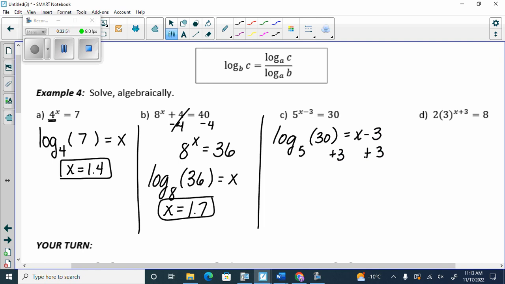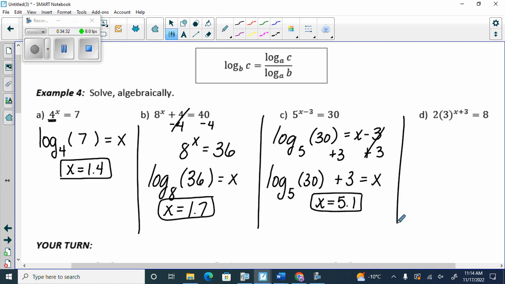Now, do you see how the 30 is in brackets? You have to type it in like that in your calculator too. Log base 5 of 30 plus 3 equals x. If you're someone with that TI-83, you're going log 30 divided by log 5, hitting enter, and then adding 3. You do this first, then add 3. And I get 5.1. Remember, you should be trying it in your calculator, because just because I can get the answer doesn't mean you can. Practice, practice, practice.